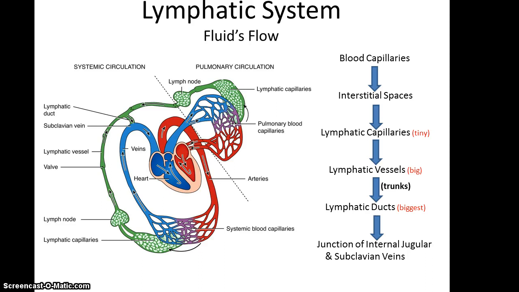So basically the way this one-way road works is you start with the blood capillaries, and they push fluid out into the interstitial spaces. This builds up and eventually gets pushed by pressure into the lymphatic capillaries. These capillaries are microscopic. The lymphatic capillaries then fuse to form lymphatic vessels, which are bigger than capillaries but still pretty small. These lymphatic vessels then fuse to form the trunks, which are bigger than the vessels, and the lymphatic trunks will then fuse to form one of the 2 lymphatic ducts, which are the biggest lymphatic vessels. And then the lymphatic ducts will return the fluid to the bloodstream via the junction of the internal jugular and subclavian veins.